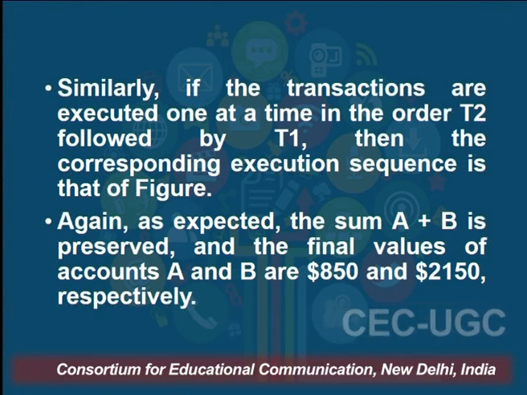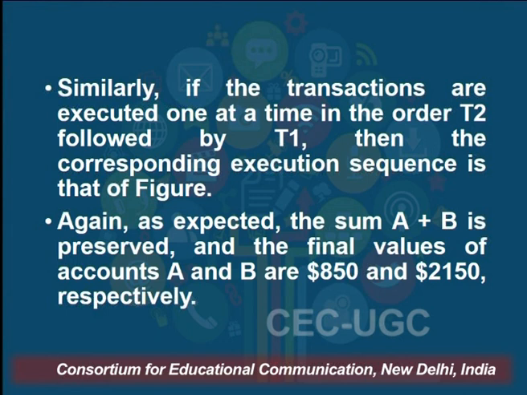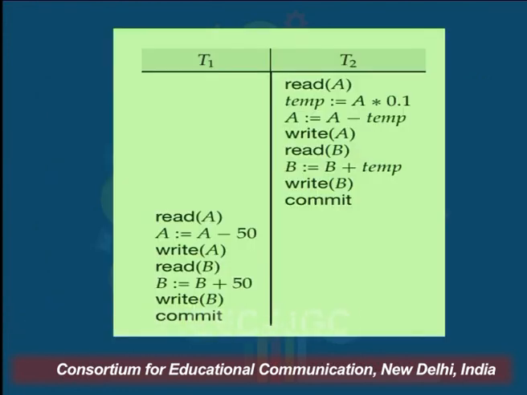On the other hand, if we follow the reverse order, where the transactions are executed one at a time in the order T2 followed by T1, so T2 first and then T1 second, this is the situation in which T2 reads A, computes temp, which is 10% of A, then A equals A minus temp, updates A, reads B, adds the 10% into B and writes B, and then commits, and T1 follows after T2 finishes.